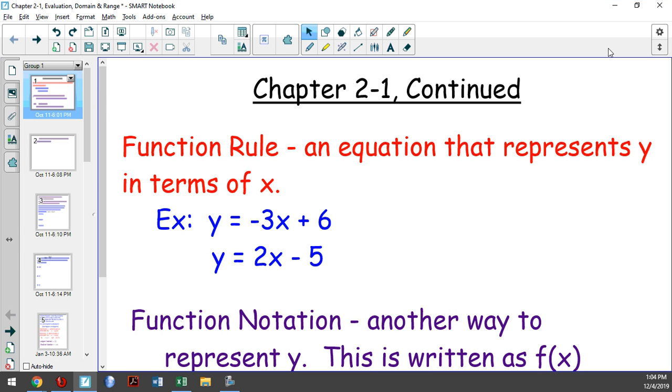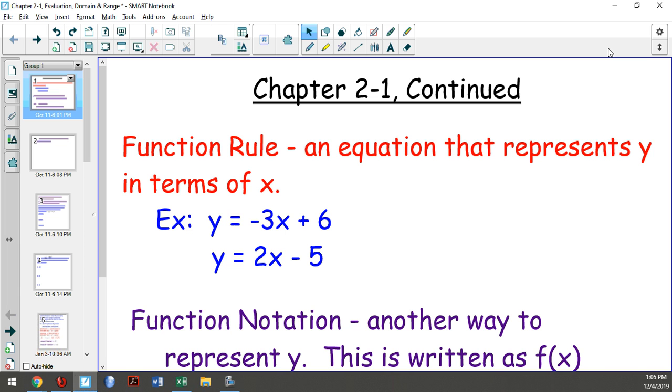is we are going to do the function rule. A function rule is an equation that represents y in terms of x. It's a very simple concept. It looks just like y equals mx plus b. There's a y and there's an x in it. Stay focused with me today.